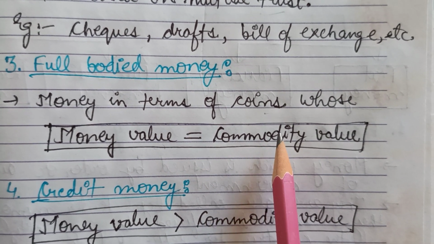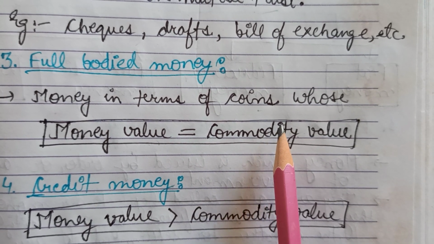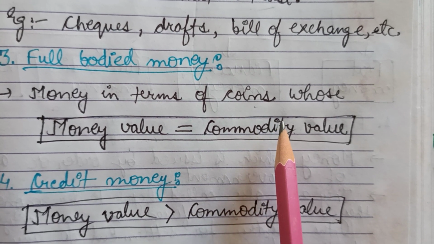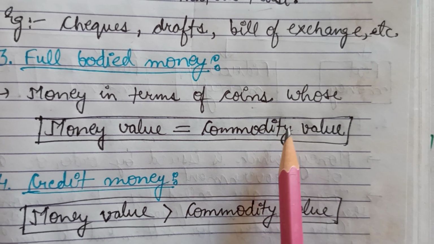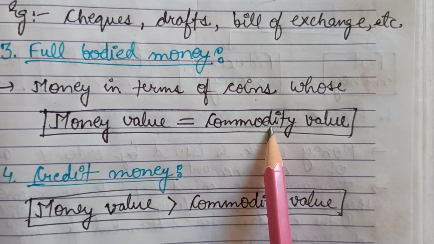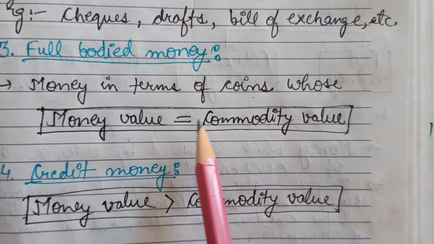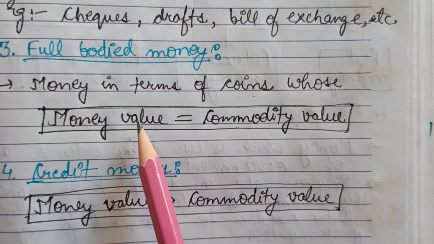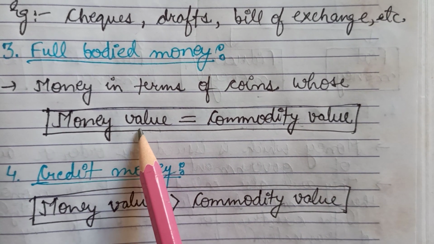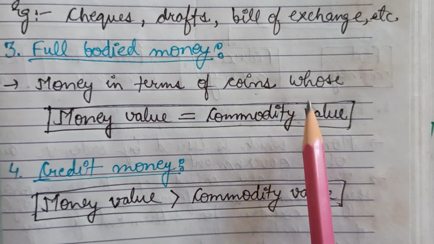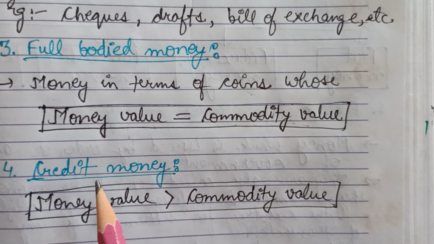For example, if a rupee coin during the British period in India was made up of gold, and the commodity value of the coin was equal to the money value at the time of its issuing, or you can say the market value of that gold used in making that 1 rupee coin was equal to rupee 1, that will be known as full bodied money, in which the money value of the coin is equal to the commodity value. This form of money is basically used in terms of coins only. The next one is the credit money.